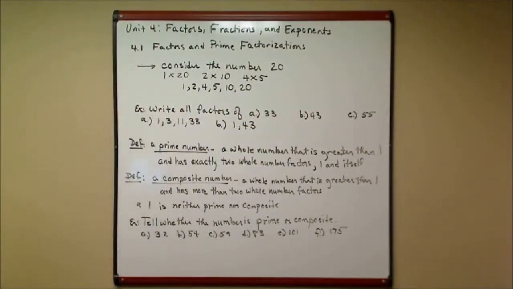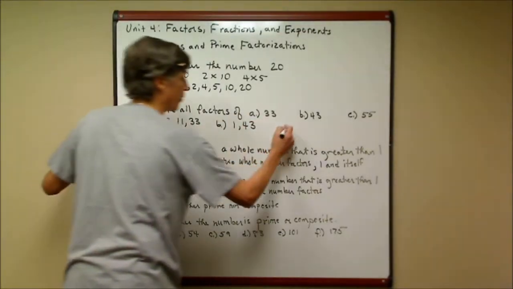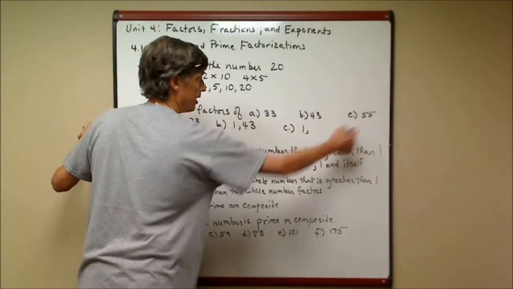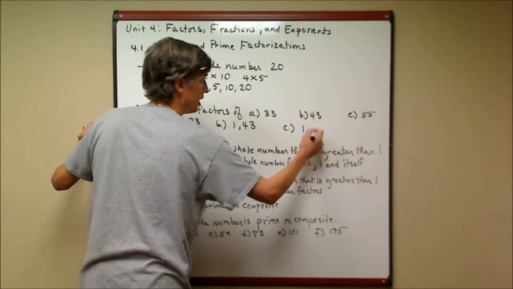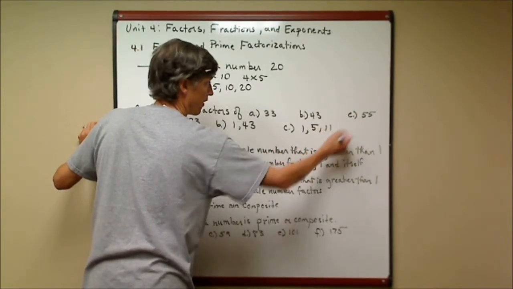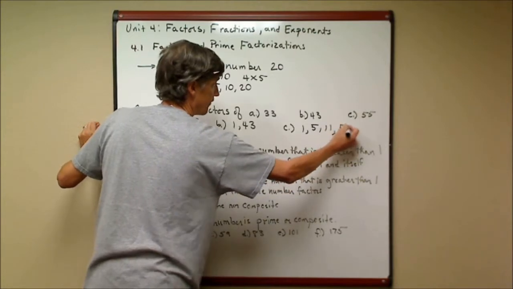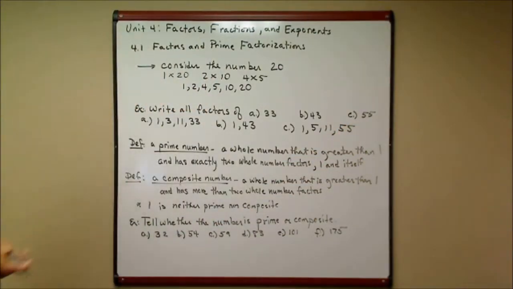The last one, 55, is a little bit like the 33 one. It has 1, and 11 divides into it because you all remember your multiples of 11. So 5 and 11, because 5 times 11 is 55, and 55 itself. So if you're listing factors, don't forget to list the number 1 and the number itself.